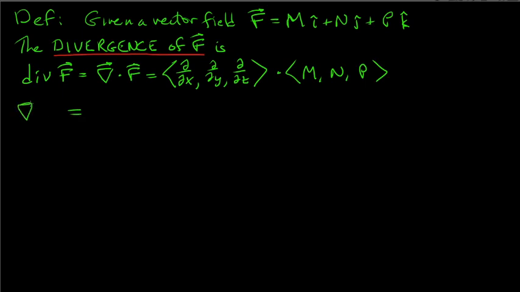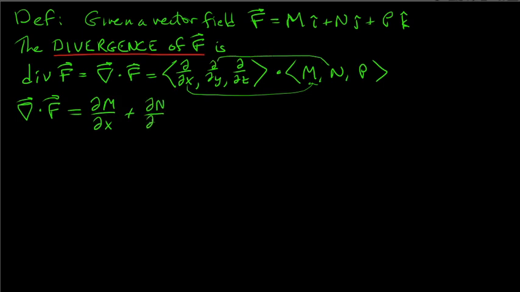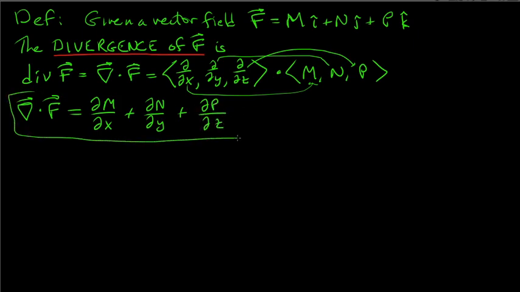Okay, so remember what the dot product is. It's a lot easier than the cross product, right? You're taking the partial of m with respect to x, plus, right, this is not a vector, the dot product is a scalar, the partial of n with respect to y, and then plus the partial of p with respect to z. And there you go. This is called the divergence of a vector field.